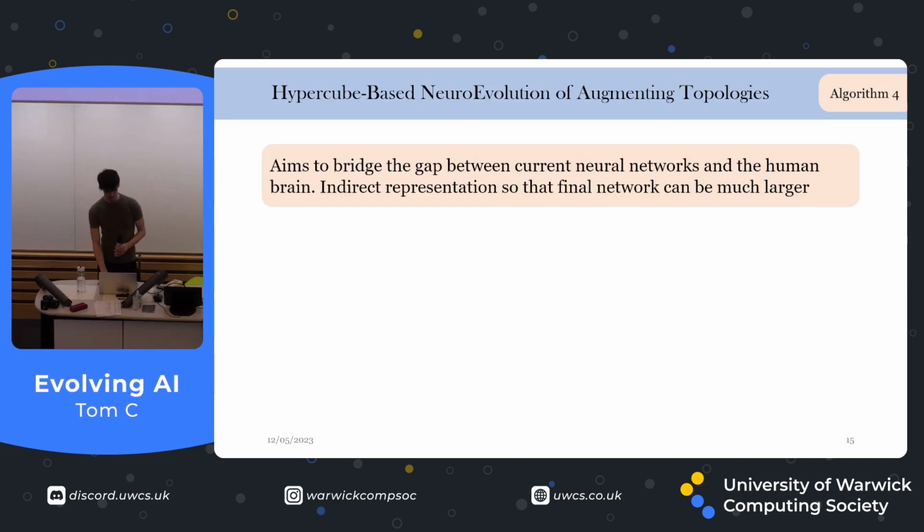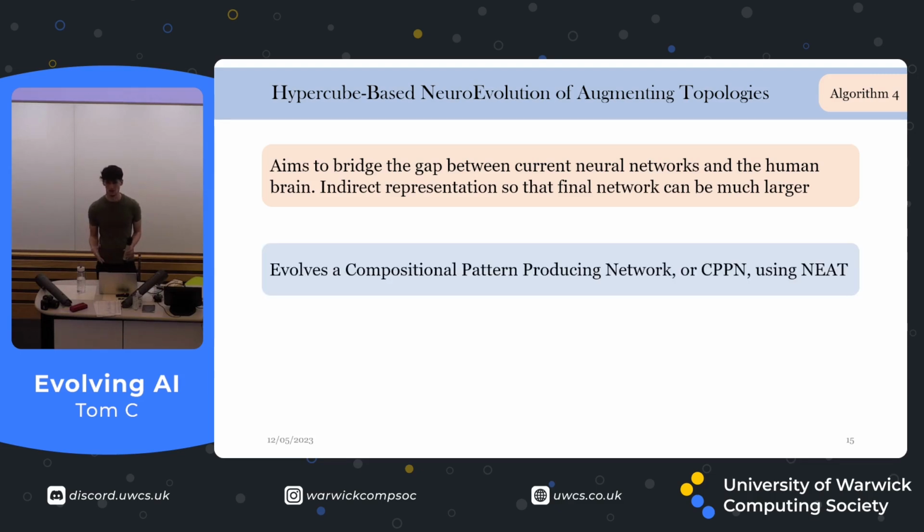The final algorithm that I've implemented is HyperNeat, and this algorithm aims to bridge the gap between the neural networks we have currently and the human brain. It does this by using what's called an indirect representation. This means that each gene in a genome can represent 0, 1, or many structures in the final network. This means that they can be much larger with a very small and compact representation still.